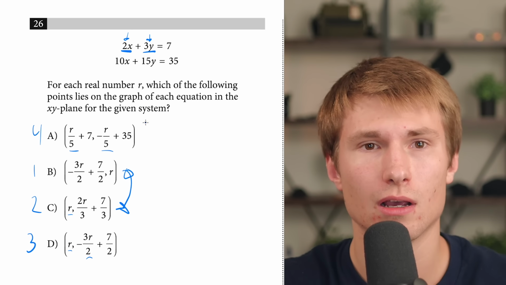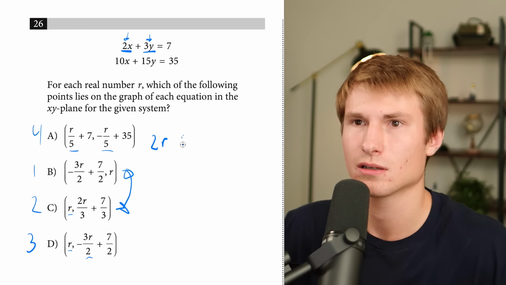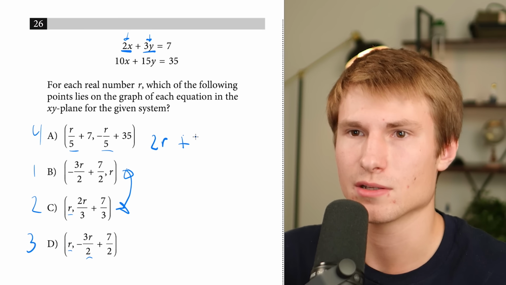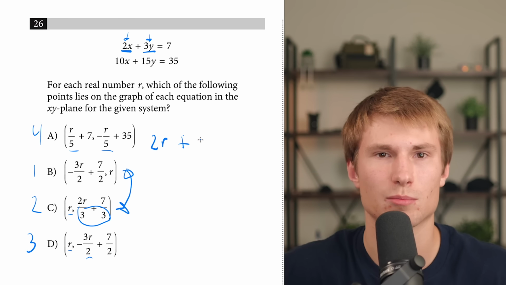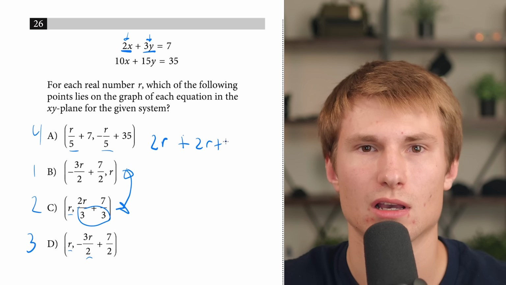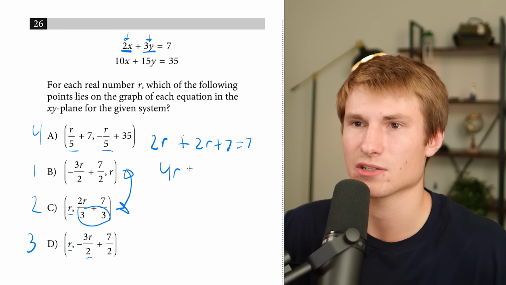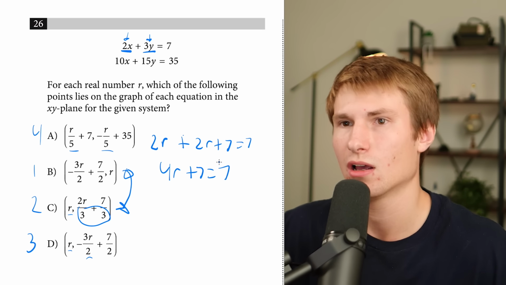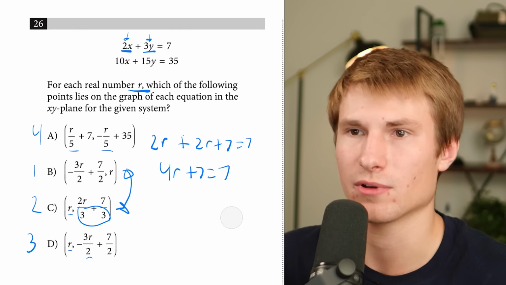Anyways, let's go ahead and put in r for the value of x. That'll be 2r plus, we've got 3y, so that'll be 3. Keep in mind our 3's are going to cancel here with that 3y, so we'll end up with 2r plus 7 is equal to 7. We know this isn't going to be right because that's going to end up leaving us with 4r plus 7 equals 7. That's not going to work because we have it for each real number r. So obviously that can't work. We have to get rid of r.